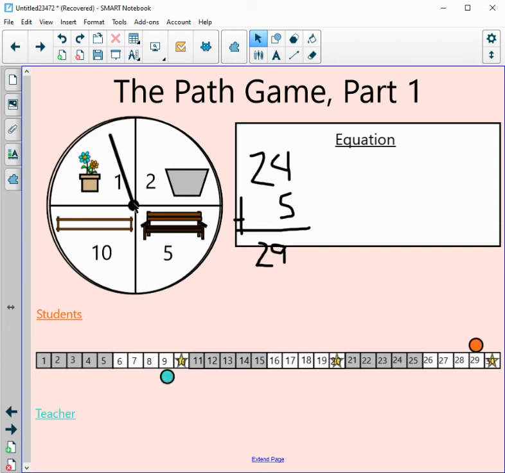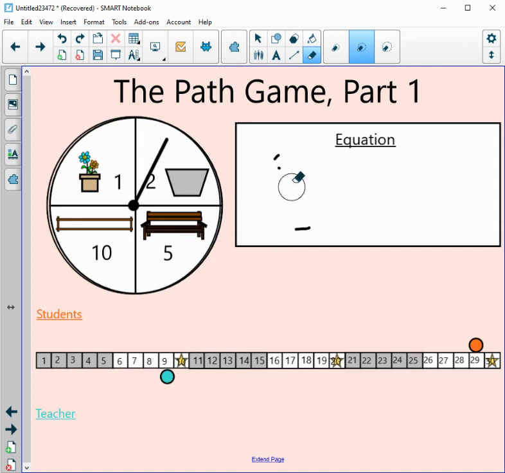And here's our last student spin. 2! 29 plus 2. What is that, boys and girls? 29 plus 2. We can use that strategy to count on. Here's 29. And we need to add these two more. 29, 30, 31. So you passed it. Oh, it wouldn't let me go to it. That's okay. So 31, you guys won. Great job today. Thank you for playing.